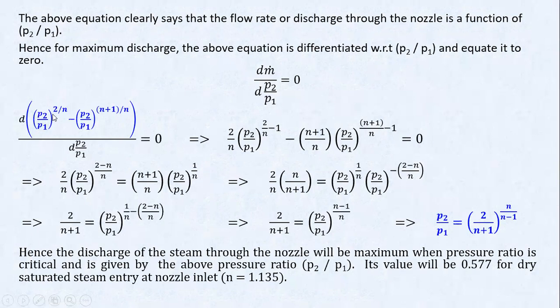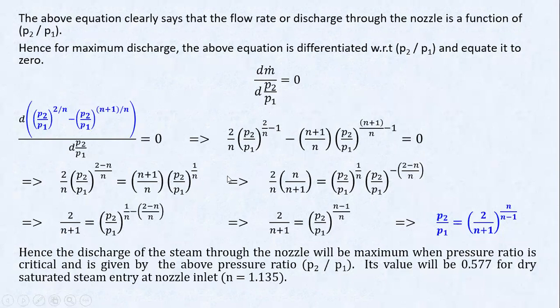This is similar to d by dx of x power n, which will be equal to n into x power n minus 1. So that we are substituting here. n is nothing but here 2 by n, into x power n minus 1. x is nothing but here P2 by P1, whole power 2 by n minus 1, minus, again similarly here also, n plus 1 by n into P2 by P1 whole power this whole thing minus 1. That should be equal to 0.